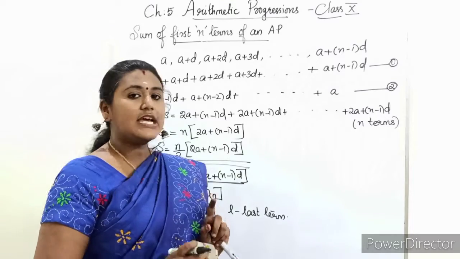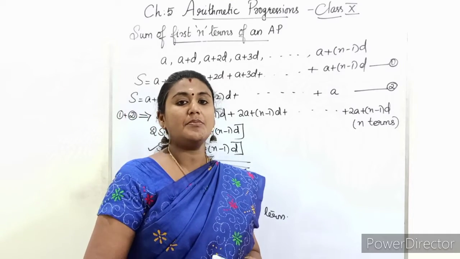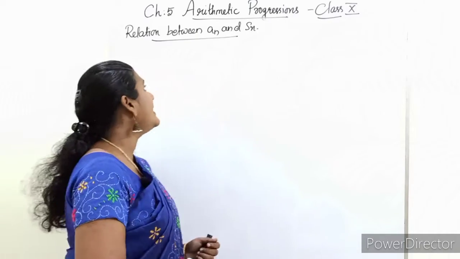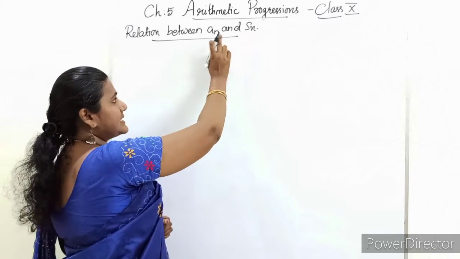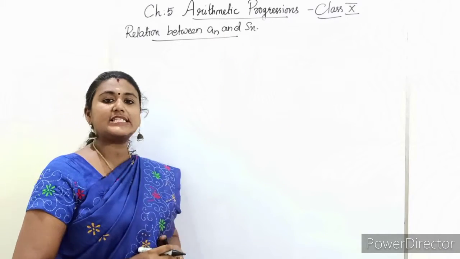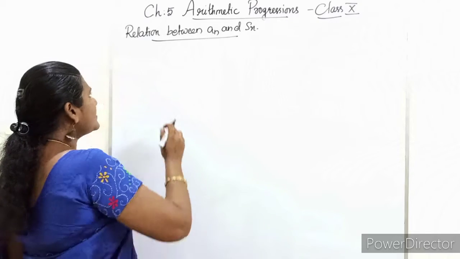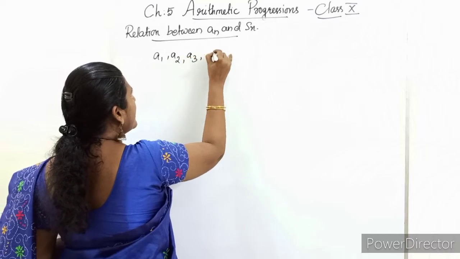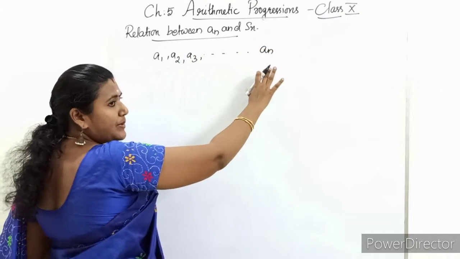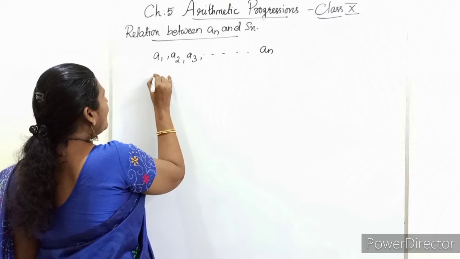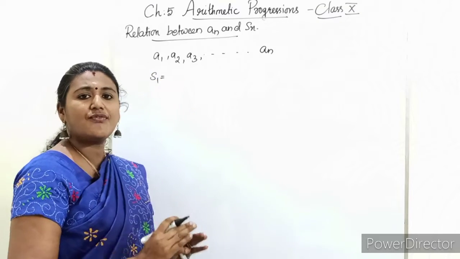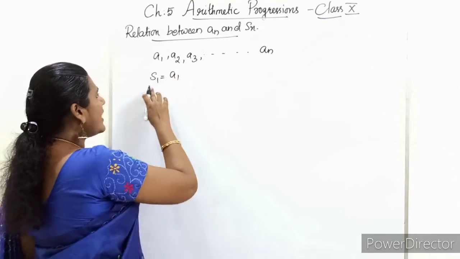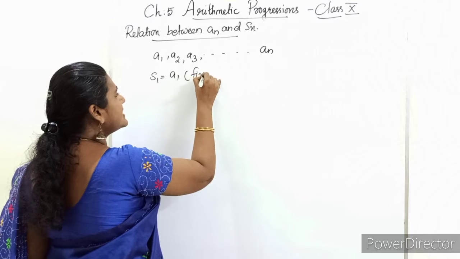Now we will see the relation between the nth term and the sum of n terms. So the relation between an and Sn. An is the nth term and Sn is the sum of first n terms. Suppose we denote the AP by a1, a2, a3, etc., an, it's an AP. Then what is the meaning of S1? S1 means sum of first term. So that is nothing but the first term. So S1 is nothing but the first term.